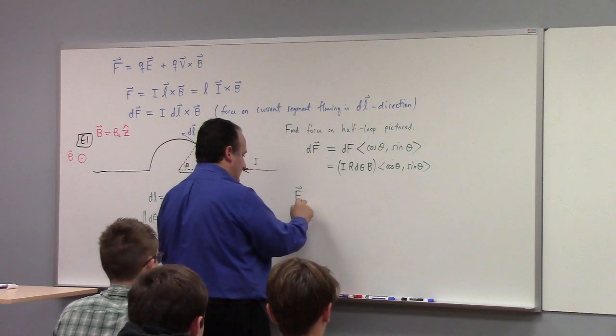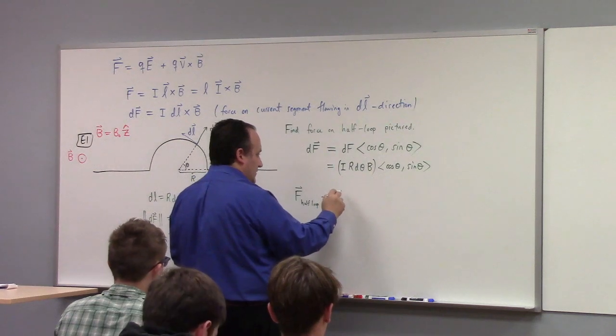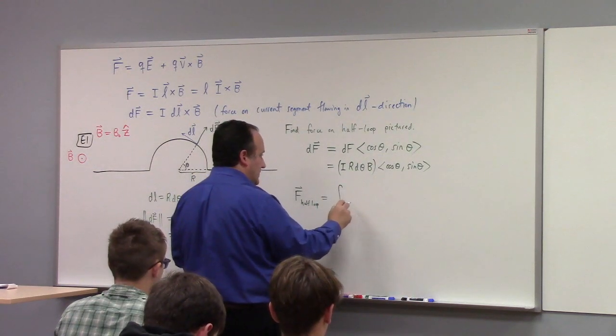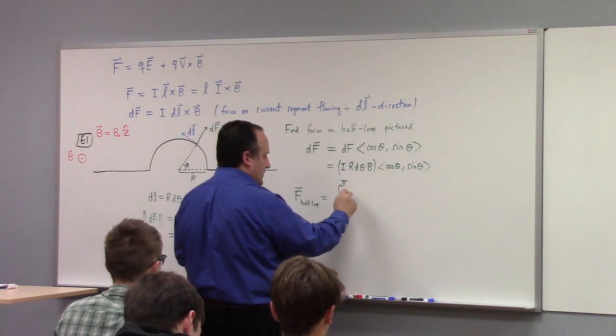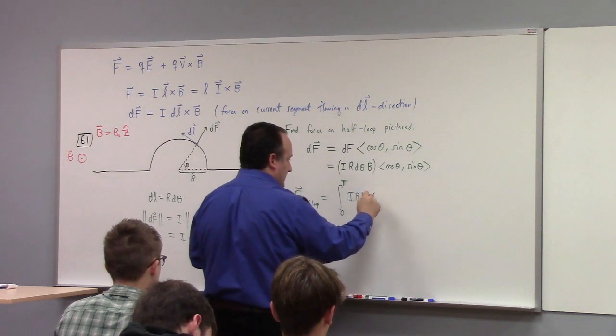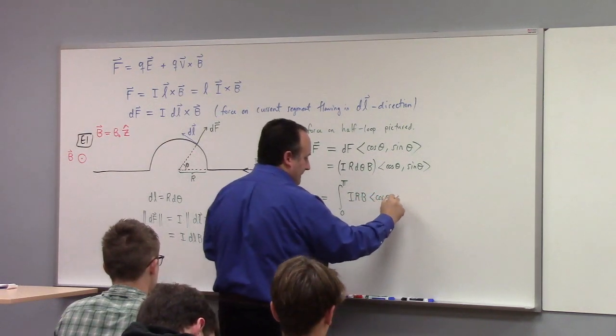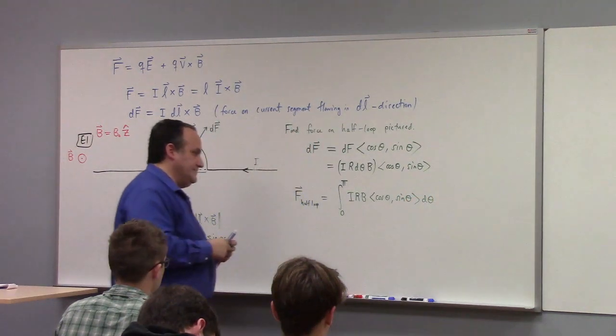On the half loop, it should be equal to the integral over the half loop, which is the integral from 0 to pi of IRB cos theta, sine theta d theta. I might as well do both integrals at once.